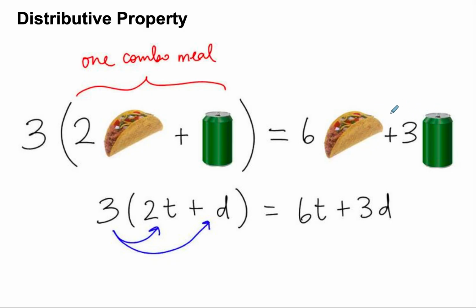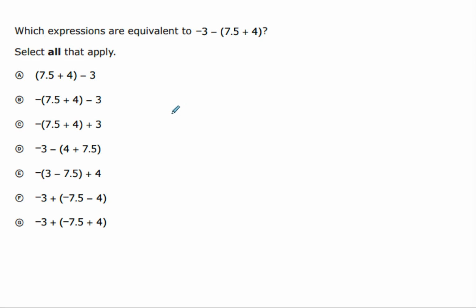That 3 in front of the parentheses gets multiplied by each part inside of it. 3 sets of 2 tacos gives me 6 tacos. 3 times 2 is 6. 3 times 1 drink gives me 3 drinks. Same is true with the variables as well. 3 times 2t gives me 6t for 6 tacos. 3 times d means 3d. A variable that doesn't have a number in front of it, doesn't have a coefficient, means just one of those things, like 1 drink.